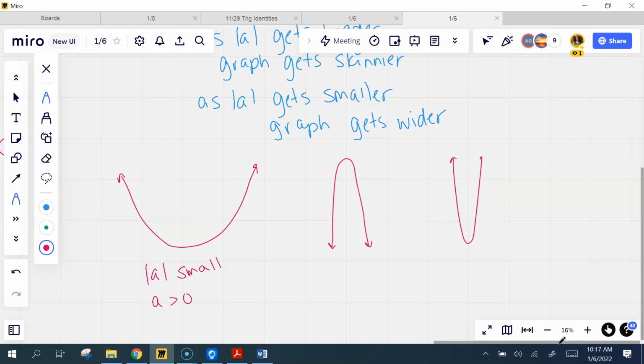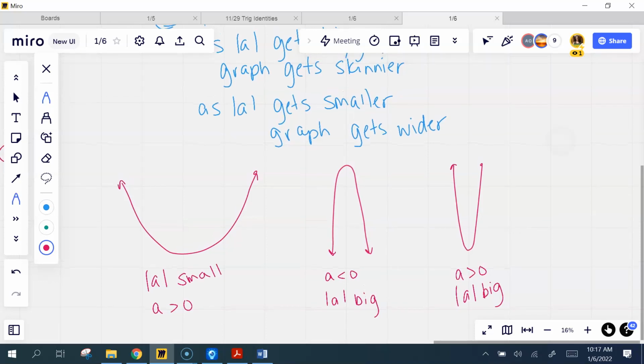How about the second one? It's negative. How do you know? Because it's opening down. What else do you think? Do you think A is big or small? Why? It's skinnier. How about the last one? Positive, because it's opening up. And again, A's probably getting pretty big. We're not comparing this to a whole lot, but just in general, get the feel for it. Everybody okay so far?